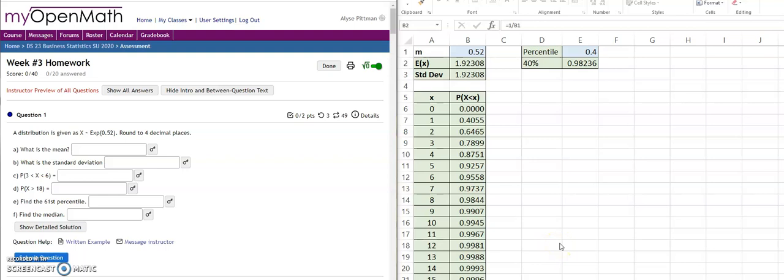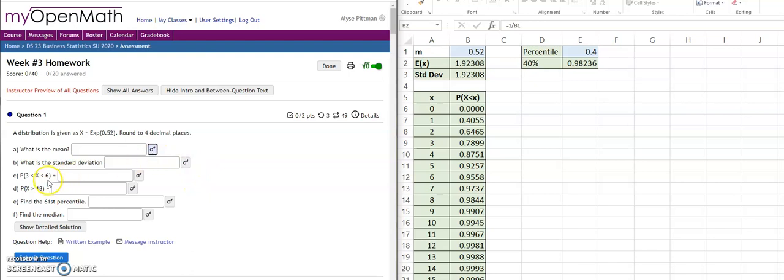If you remember from your notes, the mean and standard deviation are the same when you're dealing with an exponential distribution function. So here we have the value representing the mean, and we have this, which represents the standard deviation. As you can see, the two values are exactly the same. So when you enter them into MyOpenMath, both questions are going to result in the same answer.